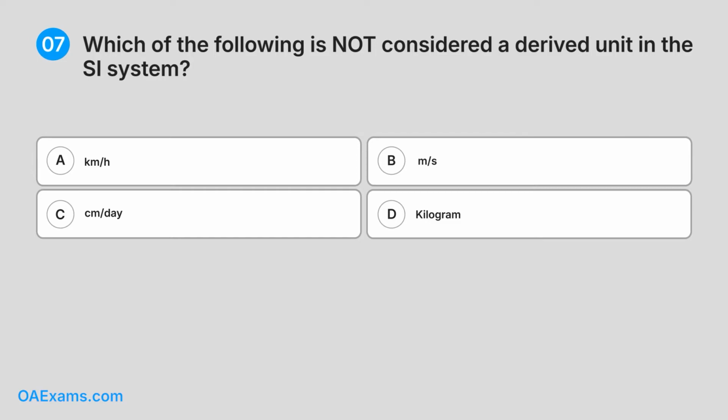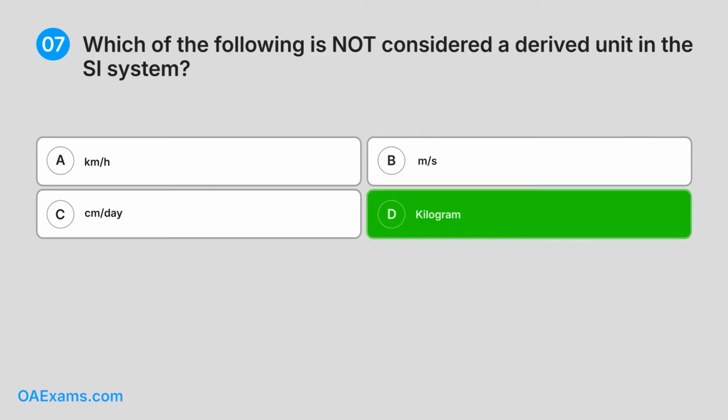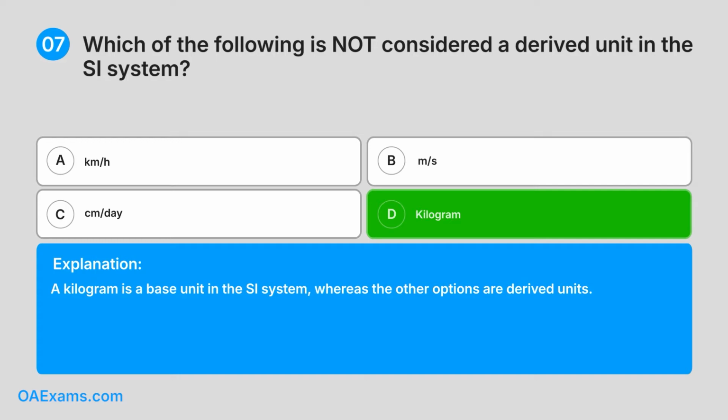Correct answer: D. Kilogram. Explanation: A kilogram is a base unit in the SI system, whereas the other options are derived units.